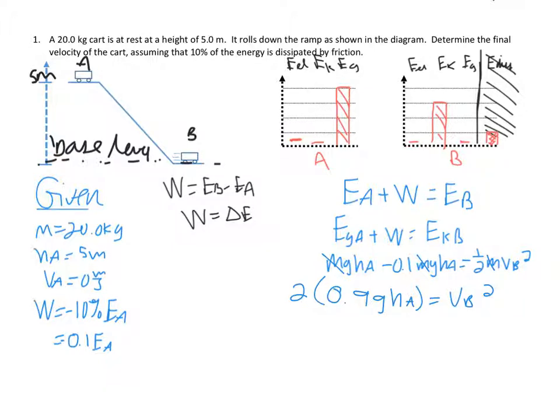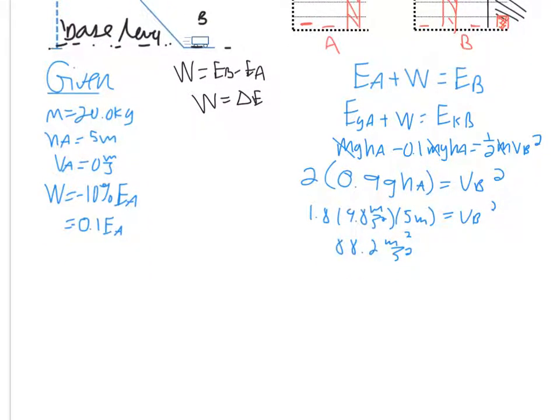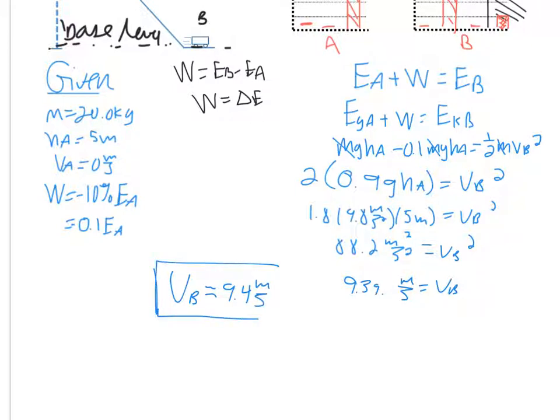So this would be 1.8 times 9.8 meters per second squared times 5 meters equaling VB squared. This comes out to 88.2 meters squared per second squared. Taking the square root of that, 9.39 and it keeps on going, meters per second. So at the bottom of the ramp, my speed is about equal to 9.4 meters per second.